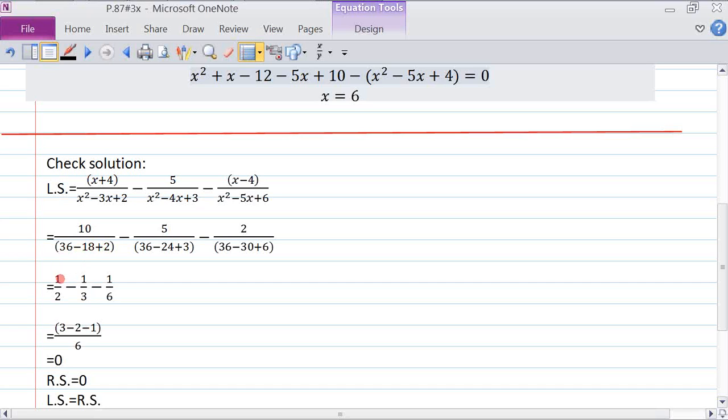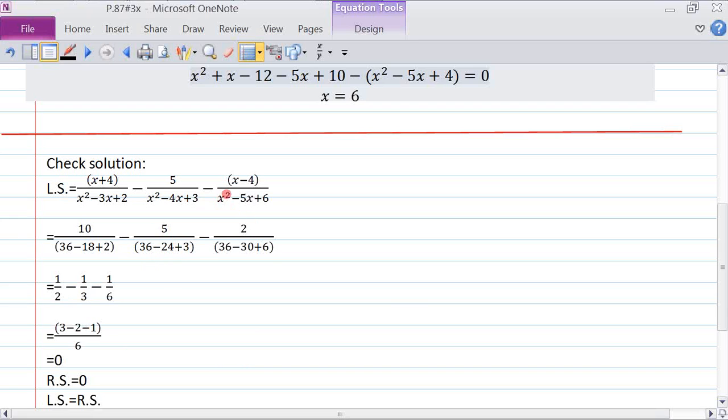10 over 20 reduces to a half. Here I have 36 minus 4 times 6 is 24 plus 3. So this comes out to be 15. 36 minus 24 is 12. 12 plus 3 is 15. 5 over 15 reduces to a third.